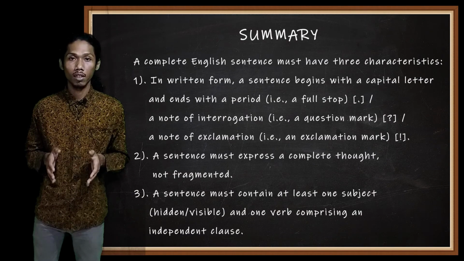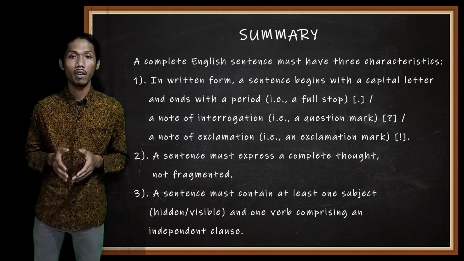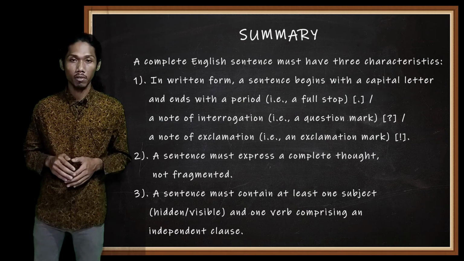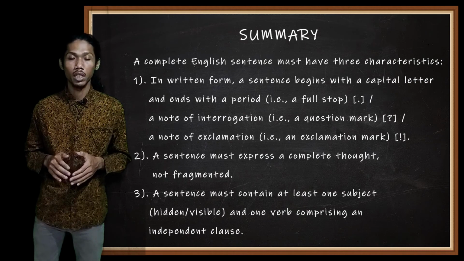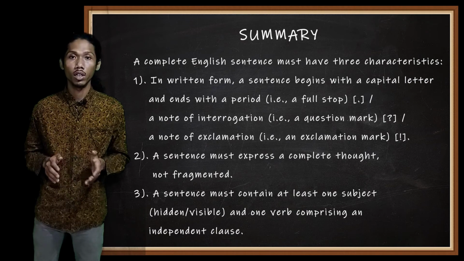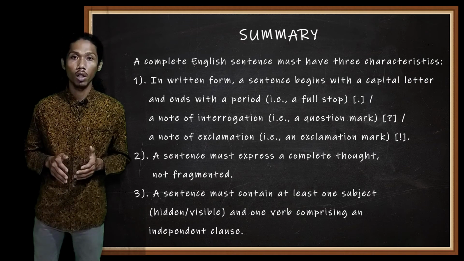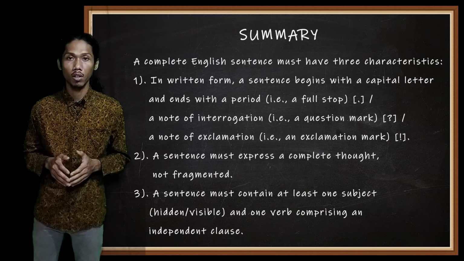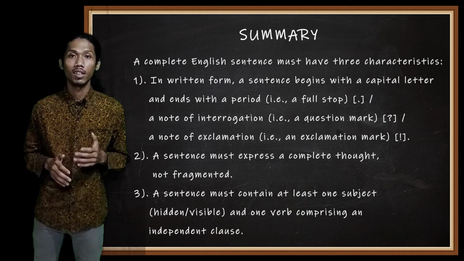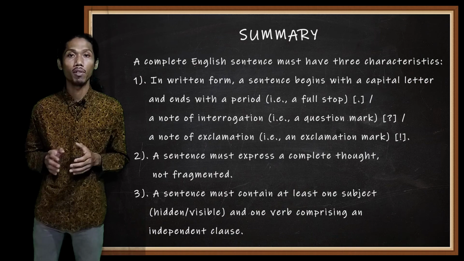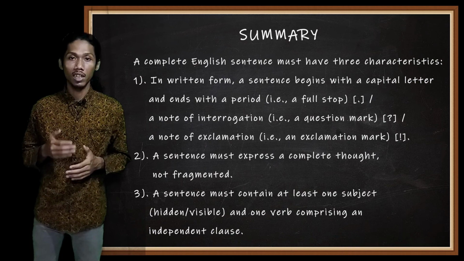A complete English sentence must have three characteristics. First, in written form, a sentence begins with a capital letter and ends with a period or a note of interrogation or a note of exclamation. Second, a sentence must express a complete thought, not fragmented. Third, a sentence must contain at least one subject and one verb, comprising an independent clause.